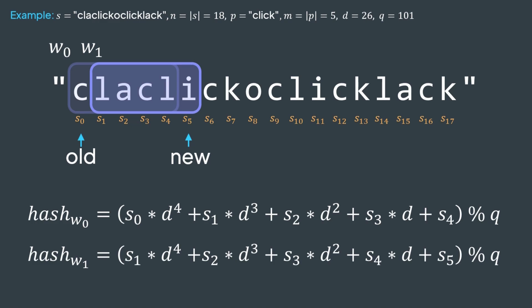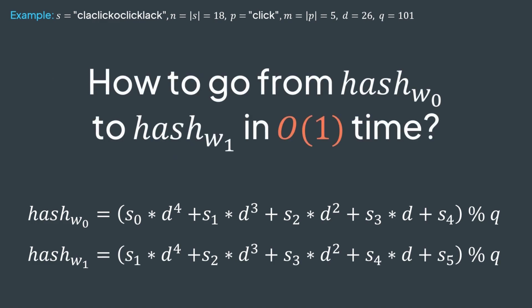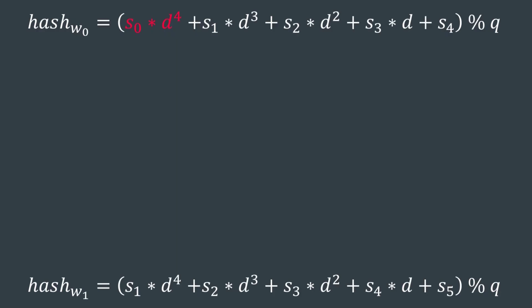We want to go from this one to this one in all of one time. How to do so? First of all, we can notice that s0 times d power 4 is not present at all below. It's the character that went out. We want to remove it from the sum. But we don't remove it just like this. Notice that all this expression is modulo q. We have to respect modulo arithmetic laws.